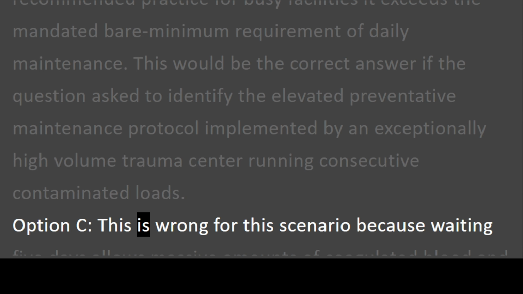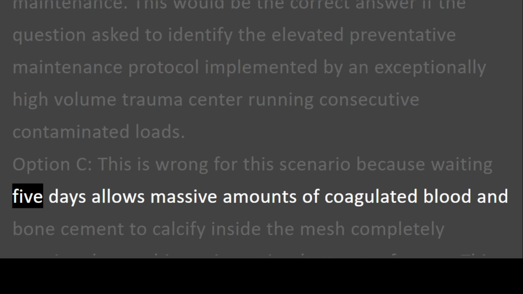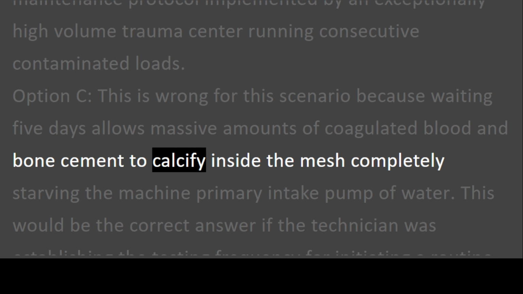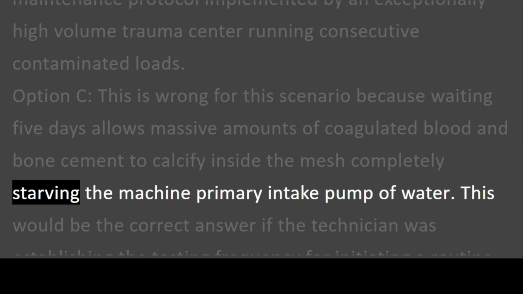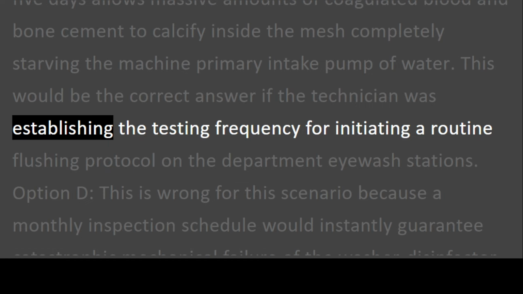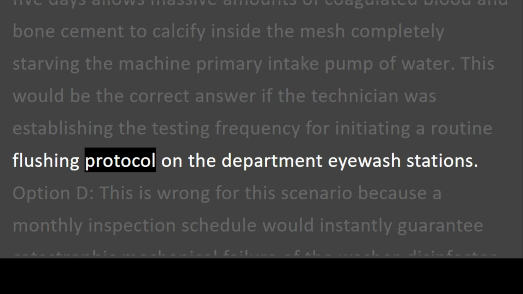Option C. This is wrong for this scenario because waiting 5 days allows massive amounts of coagulated blood and bone cement to calcify inside the mesh, completely starving the machine primary intake pump of water. This would be the correct answer if the technician was establishing the testing frequency for initiating a routine flushing protocol on the department eyewash stations.